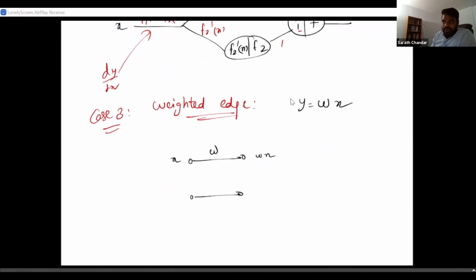If I want to run this backward, I just multiply the 1 with whatever the weight is. So the output is w. Okay, now this w is exactly dy by dx. Is that clear?